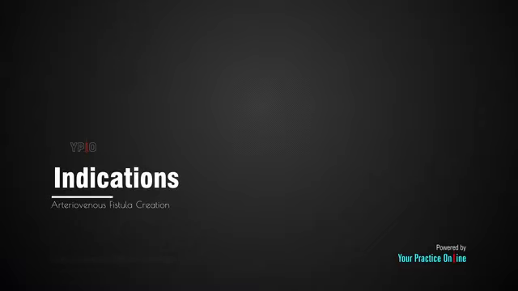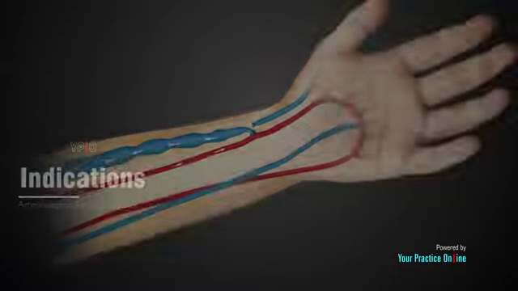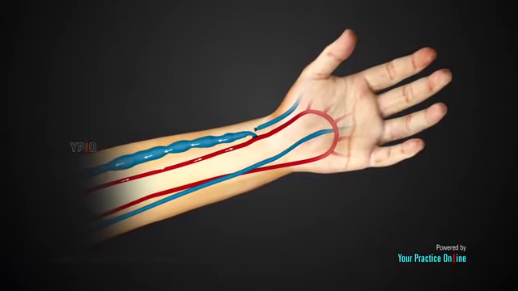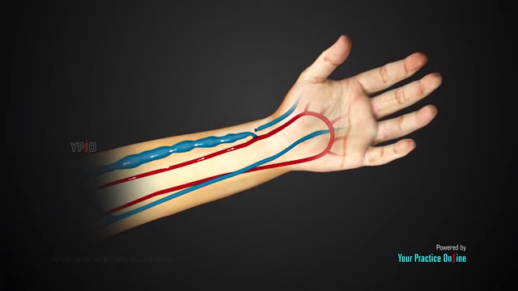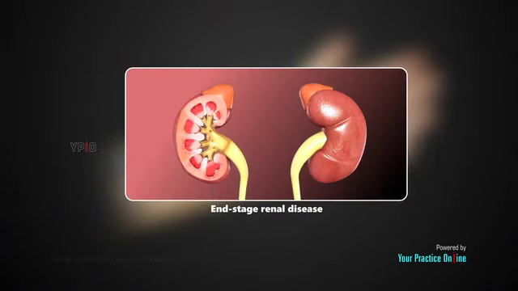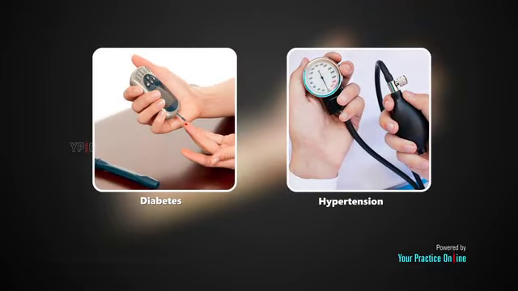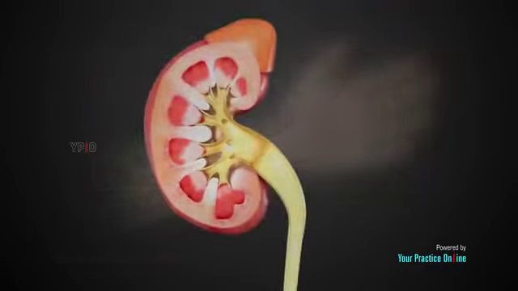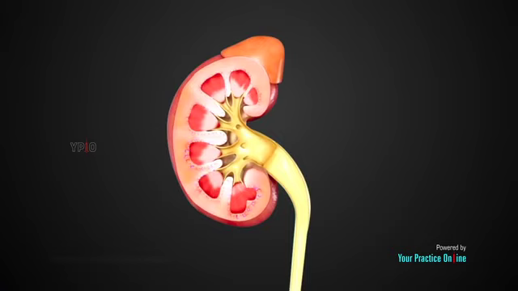Indications for arteriovenous fistula creation. An arteriovenous fistula may be indicated for treatment of end-stage renal disease. This is a common condition caused by diabetes or hypertension and is characterized by progressive loss of the kidney's ability to filter and purify the blood.